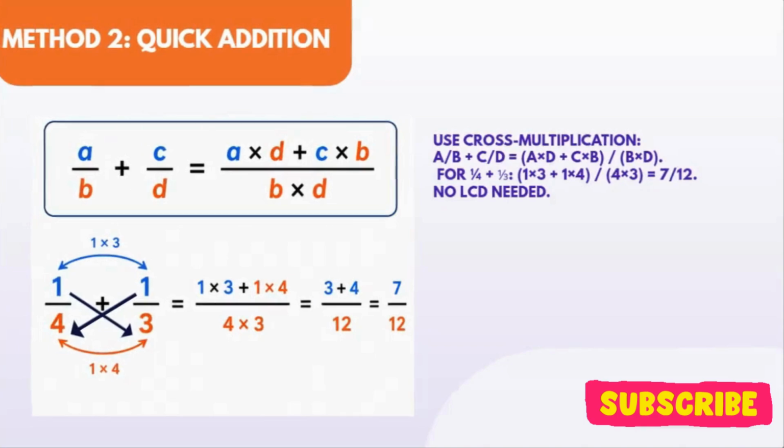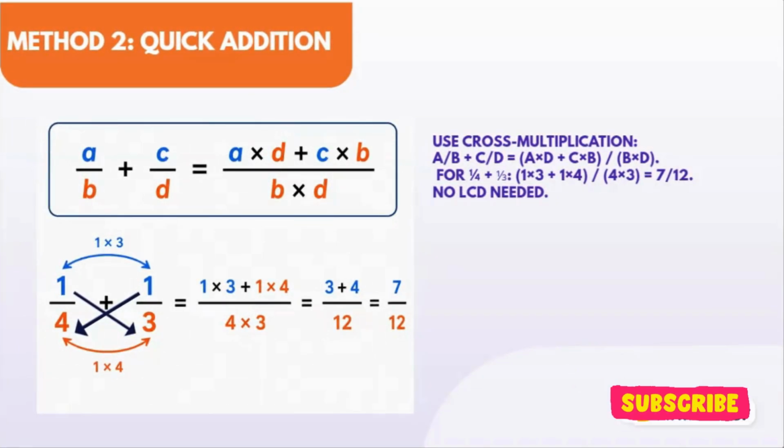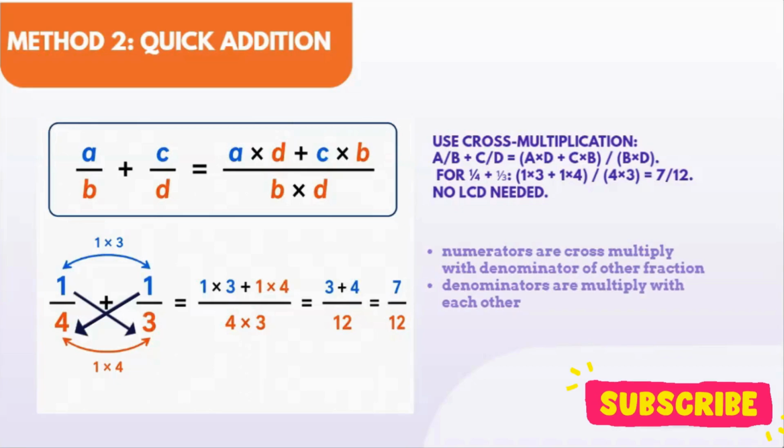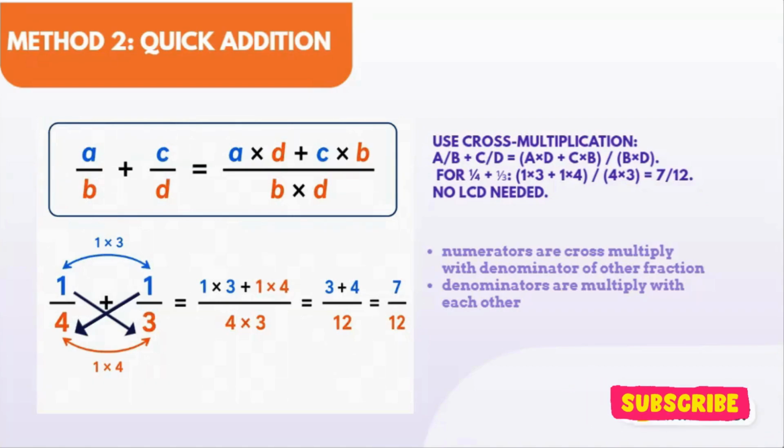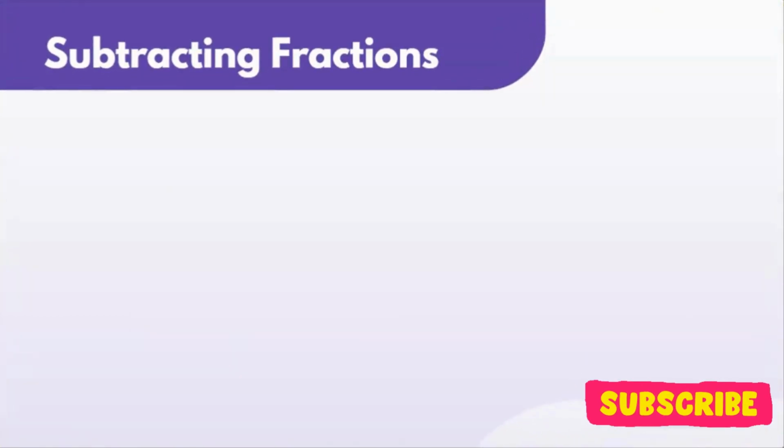The second method is the quick addition. In this way, we will use cross multiplication. In this method, you have to multiply the numerator of the first fraction with the denominator of the second fraction, and multiply the numerator of the second fraction with the first denominator. Then you have to multiply the denominators, like 4 multiplied by 3. After multiplying and adding the products, you will have the same answer, which is 7/12. In this method, you cross multiply the numerators with the denominators, where the denominators are multiplied with each other. Okay, let's move on to subtracting fractions.